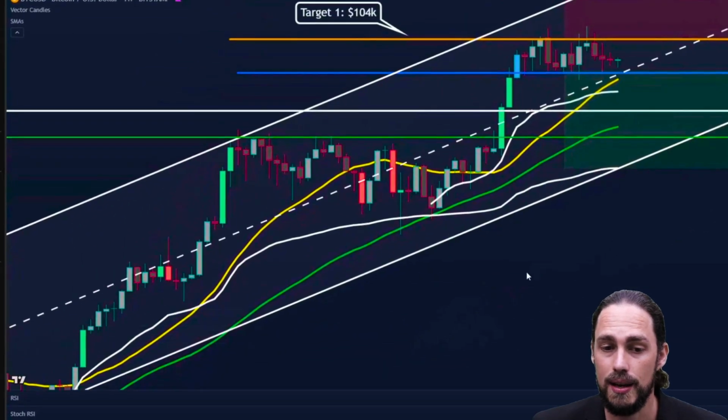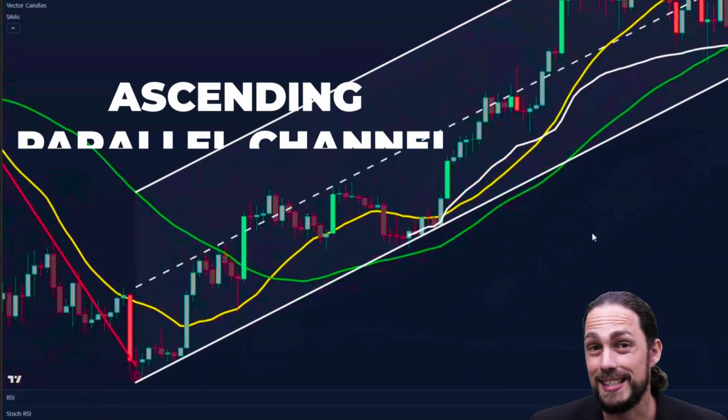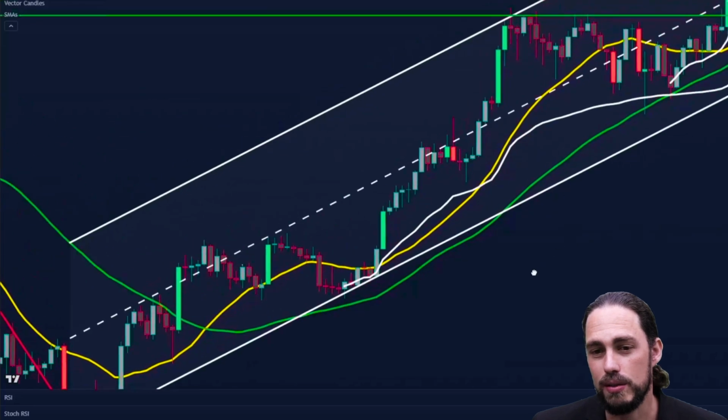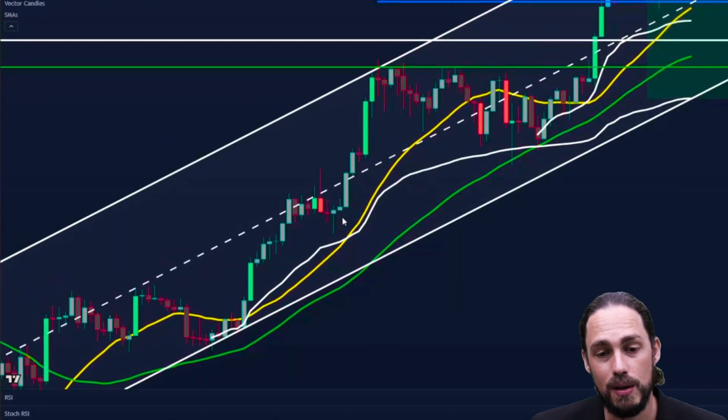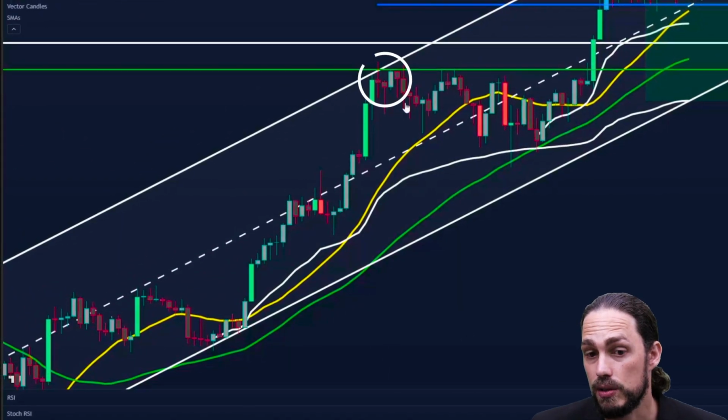We can still see, looking at this long-term ascending parallel channel, that Bitcoin still has this bullish structure, moving to the middle of the channel, finding support at the bottom of the channel, to the middle, finding support breaking, finding resistance at the top of the channel.